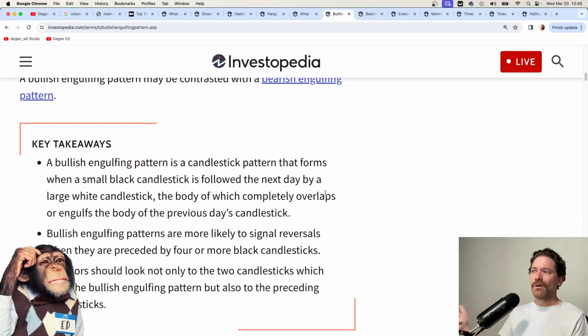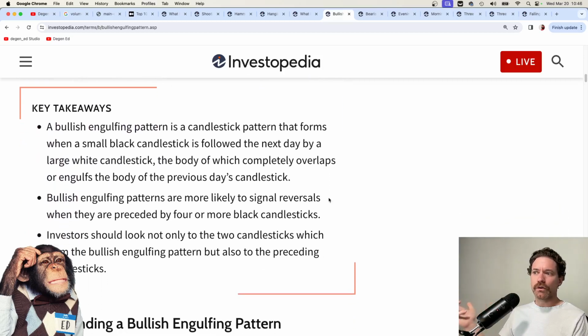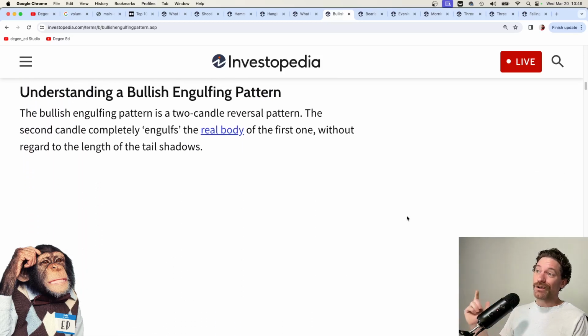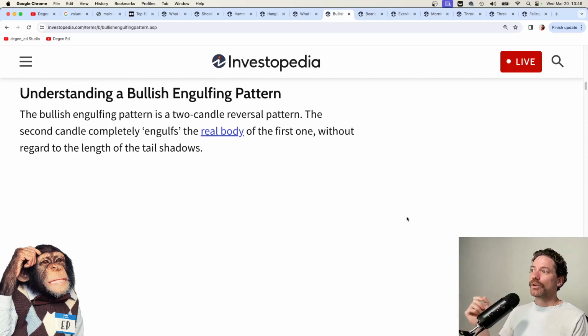And so some takeaways, this could suggest a reversal. I'm not going to get into all of these bullet points because it will take too much time. And so understanding a bullish engulfing pattern. The bullish engulfing pattern is a 2-candle reversal pattern. So it requires 2 candles. You can't just look at one, you need to look at 2. It has to be relative to the other candles on the chart.